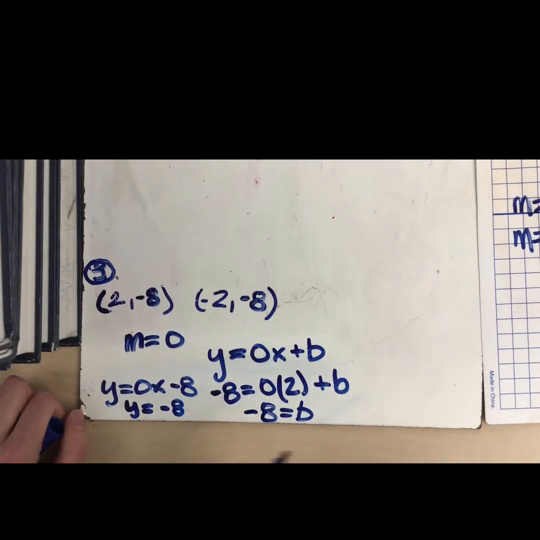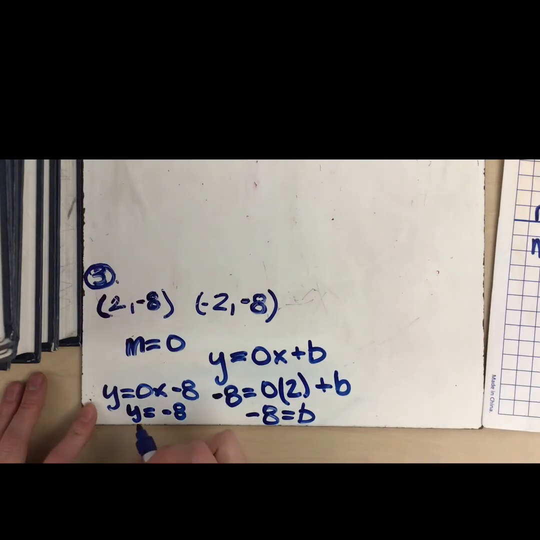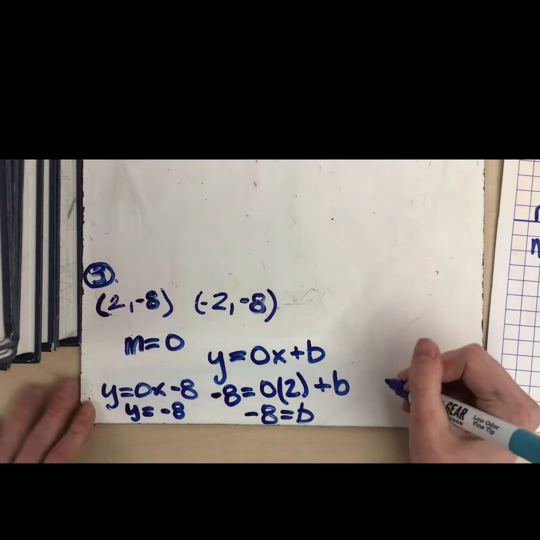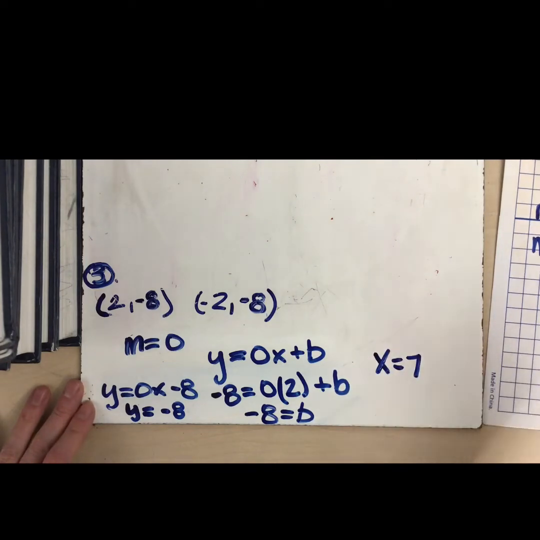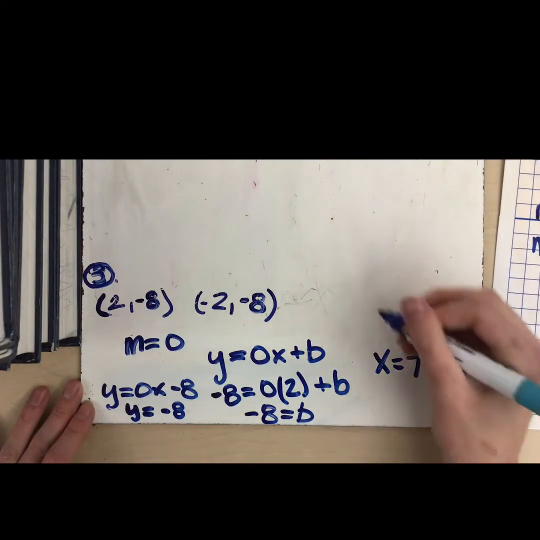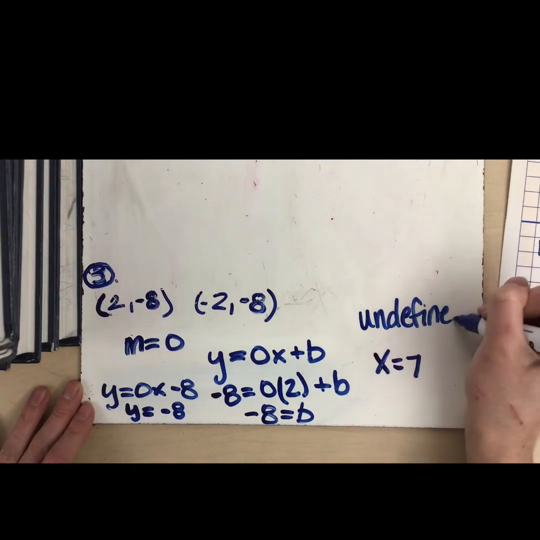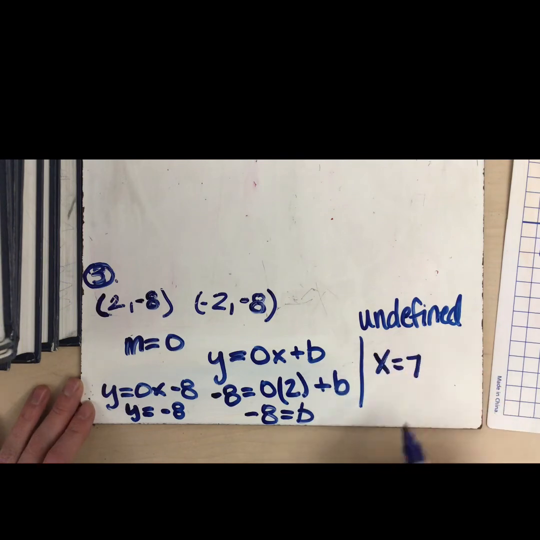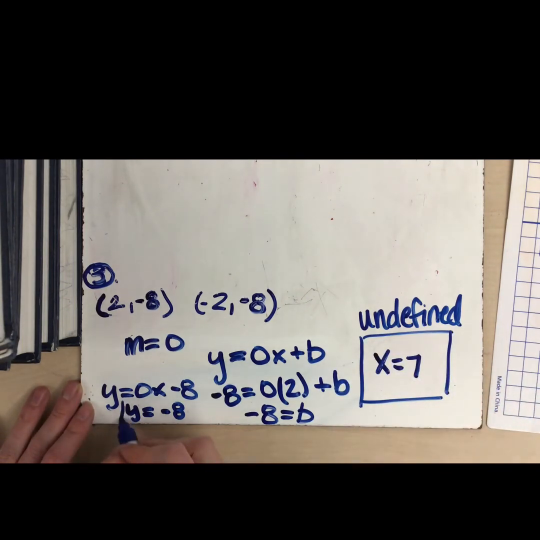If this had been an undefined equation, though, that means that y-axis is never crossed. So our equation isn't going to be y equals, but it would say x equals. X equals 7, x equals 25, whatever it might be. So when we have an undefined, our equation would be x equals something. But for this problem, our equation is just y equals -8.